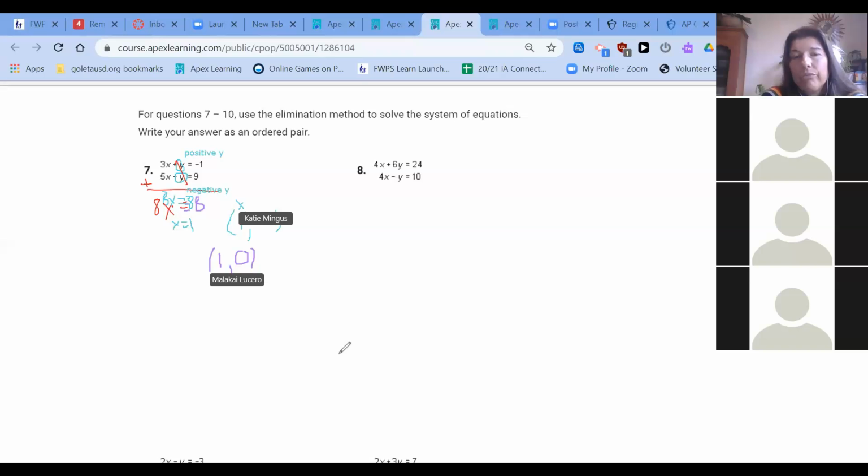Beautiful. Okay. So that one used addition to undo. Let's look at 8 real quick. We're not going to do it all together, but let's do the first step together. If I add straight down, do any variables disappear on number 8? 4x plus 4x would give us 8x. So notice our x doesn't disappear. But if we subtract it, it would.